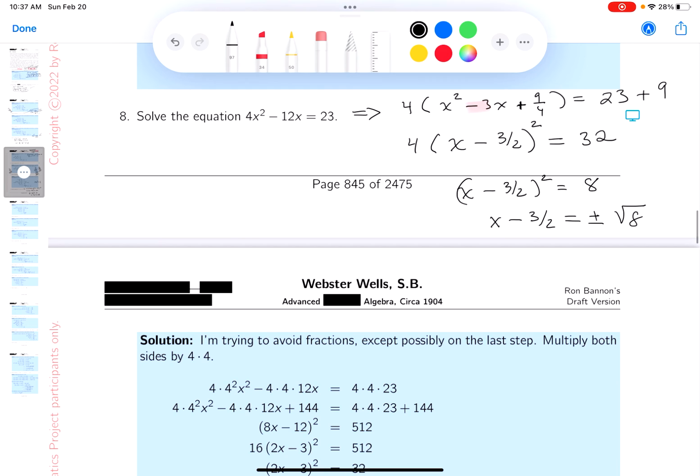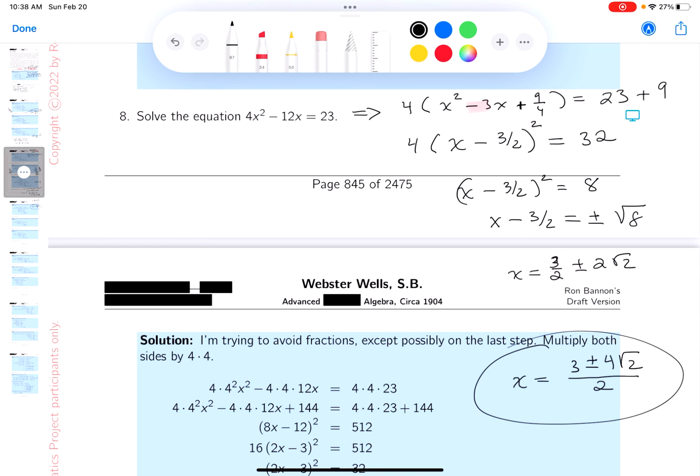And let's write this down now. X equals, let's see, 3 over 2 plus or minus 2 root 2. And I like to write that in a little simpler way, by the way. Common denominator, 2. And what would you get there? 3 plus or minus 4 root 2. Okay, I'm going to commit to that answer.